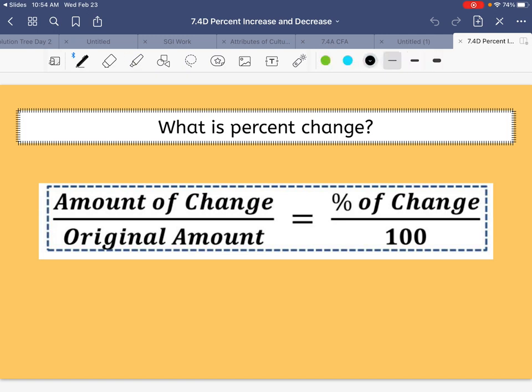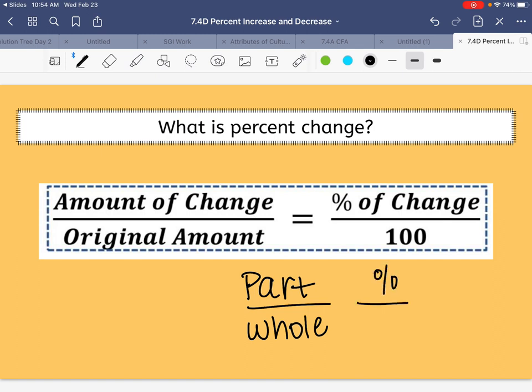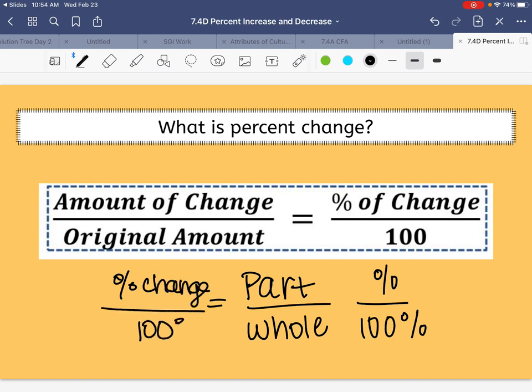So we're very used to seeing part over whole relationships, which is equivalent to percents out of 100%. And in our case today, the percent change is out of the original percent, 100%. So we're creating and using equivalent ratios to identify what percent something is increasing or decreasing by, always compared to the original, the starting point.